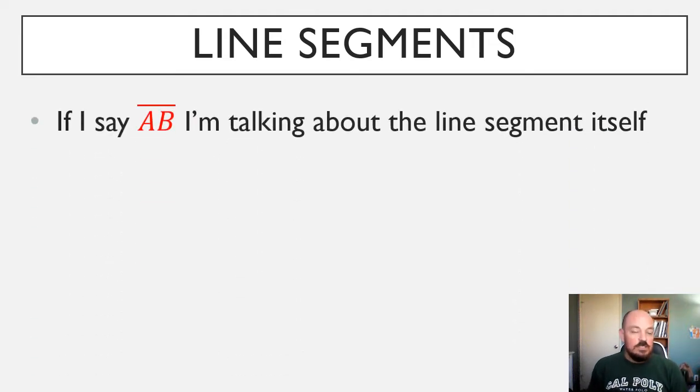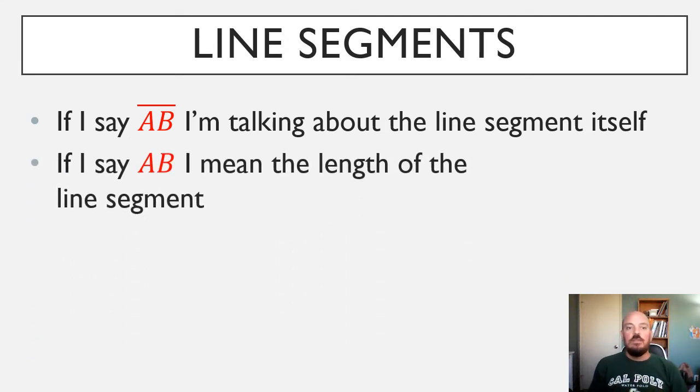Okay, now here's another thing that's a little bit tricky. If I say this notation, the same notation I just used with you, AB with the little line segment above it, then I'm talking about line segment AB, the line segment itself. If I say AB with no line segment above it, what I'm actually talking about is the length of the line segment. So if I said AB equals 10, I'm saying I have this line segment that's 10 inches long or 10 miles long or whatever the unit is.